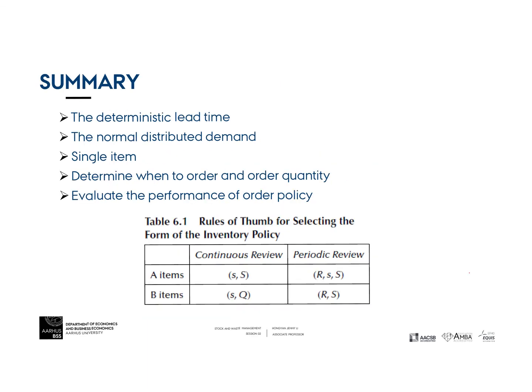So here we have a quick summary. We mentioned how to select different order policies. That's also the purpose of teaching stock management in this course. So we are talking about what are appropriate inventory systems or models for your product in your company. We only look into deterministic lead time, and we assume fast moving items. So we use a normal distribution, and then we look into a single item, and we determine when to order and what the order quantity is.